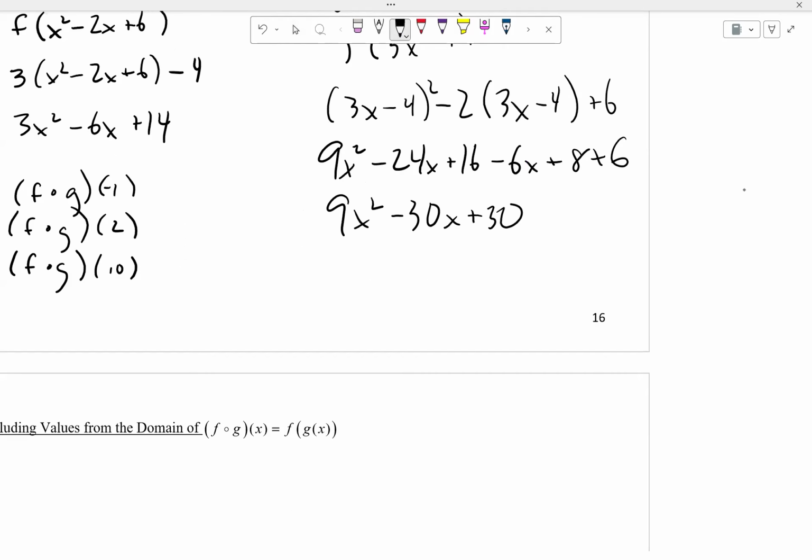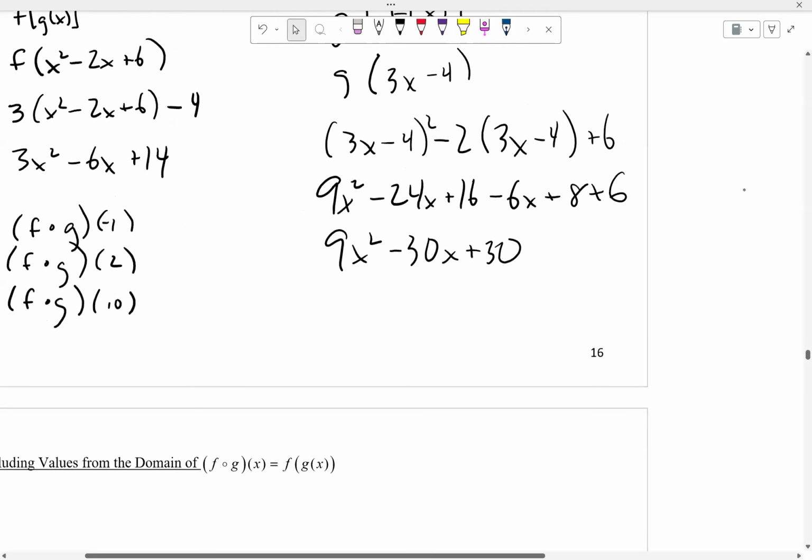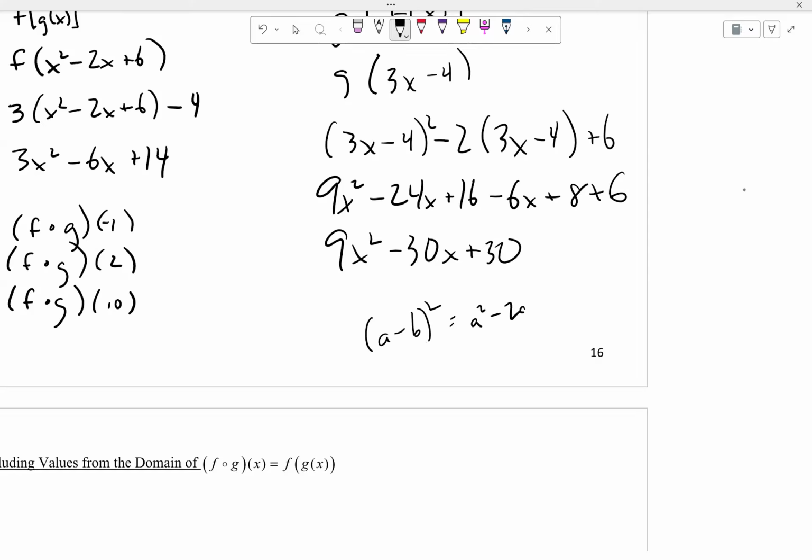Where's the 24x coming from, Eli? Mia, where did you get that 24x? This one right here. Like 3x minus 4, 3x minus 4. Wait, it's negative 12x minus 12. Oh, so you didn't use the 2ab? I did. You did, okay. Yeah, you're right, that comes from the negative 12x minus 12x.